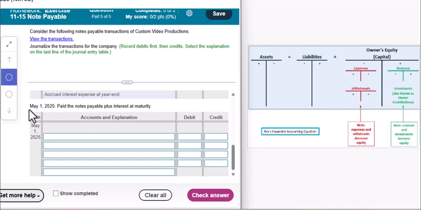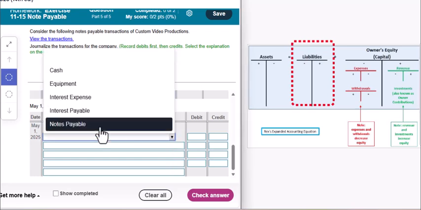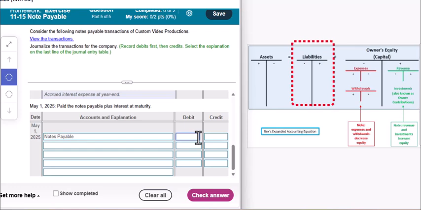So on May 1st, 2025, we paid the notes payable plus interest at maturity. So what happens to this note payable once we pay it off? Well, it goes away. So how do we make a liability go down? With a debit. So we're going to put note payable here, and we're going to debit that for that full $17,000 since we are getting rid of it.